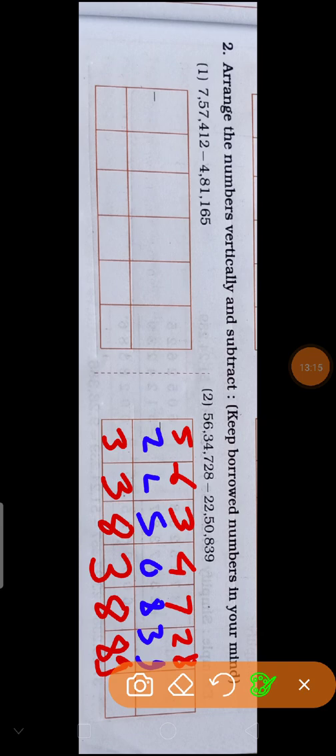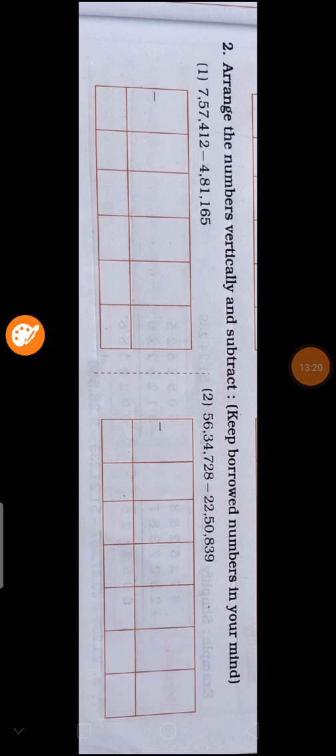Okay. Now let's see page number 20. See, these examples also you have to solve in your mind only. Okay. This third one I will solve. The fourth one you can solve with your mind. Okay.